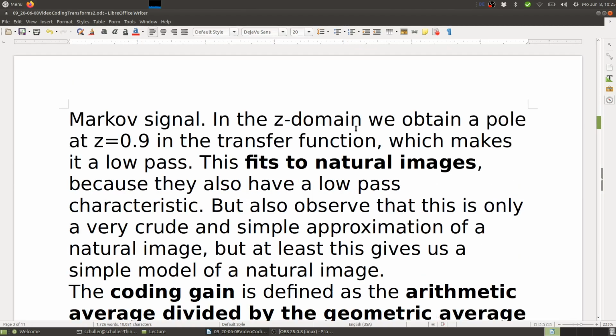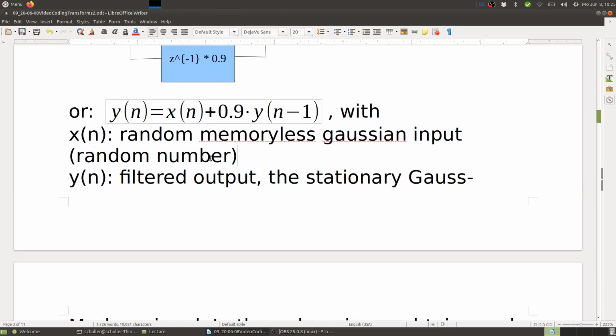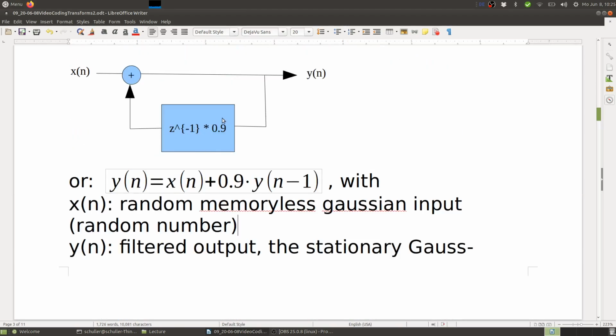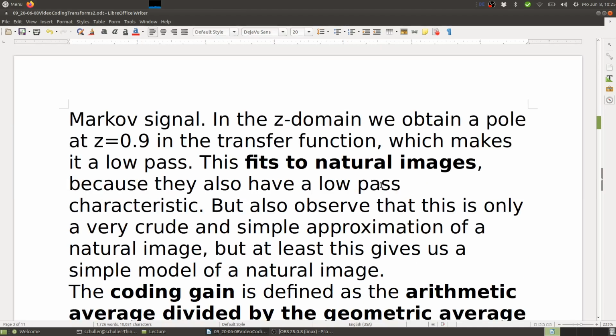In the Z domain we obtain a pole at Z equals 0.9, right? Remember the two-dimensional Z transform; in this case it's simply a one-dimensional Z transform. If we have an IIR filter, then the coefficients appear as a polynomial in the denominator, so that gives us a pole. In this case, it's really easy to see we have a pole at Z equals 0.9. If you plug in Z equals 0.9, then you have 0.9 divided by 0.9, and you get the pole in the Z transform domain.